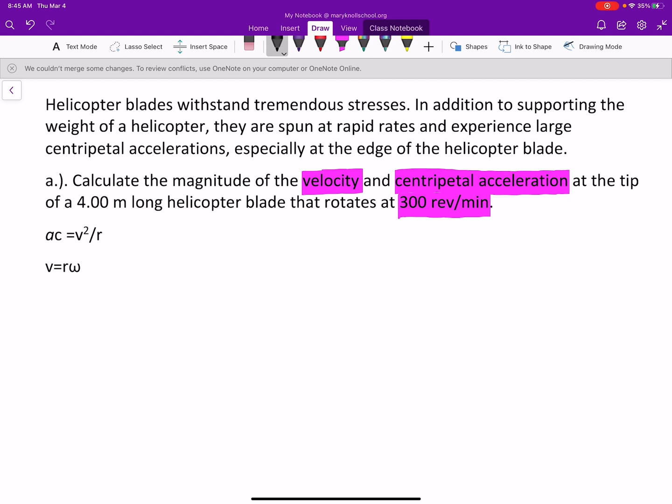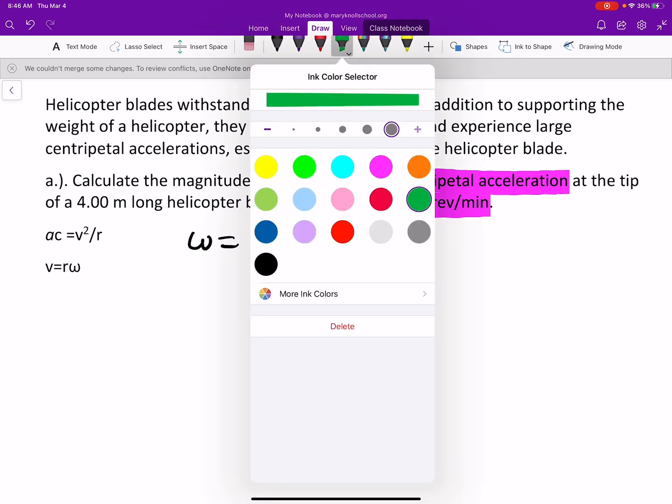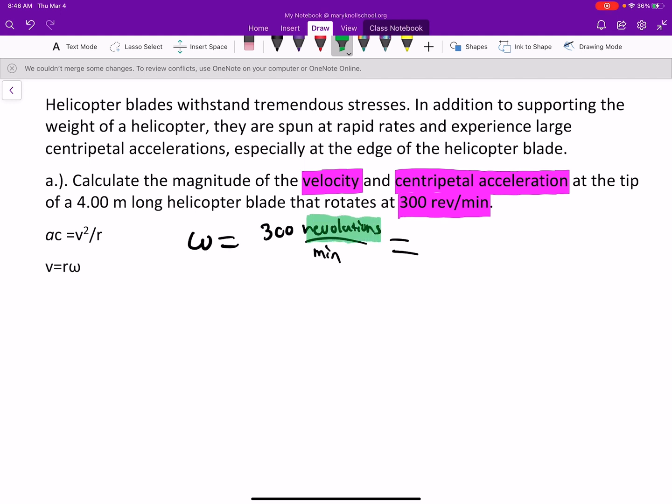So omega is 300 revolutions per minute. And we need standard units. So 1 revolution is 2 pi radians. So we could go ahead and change this out for 2 pi radians, because 2 pi radians, again, is 1 revolution. And then we know there's 60 seconds in a minute, so this is not going to be so bad. So that's 300 times 2 pi radians, all divided by 60 seconds.